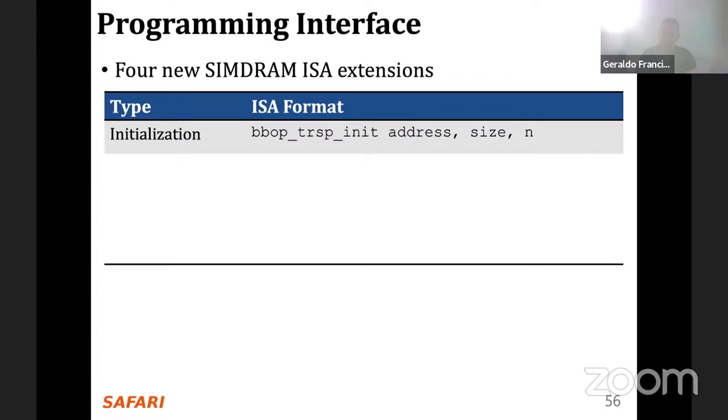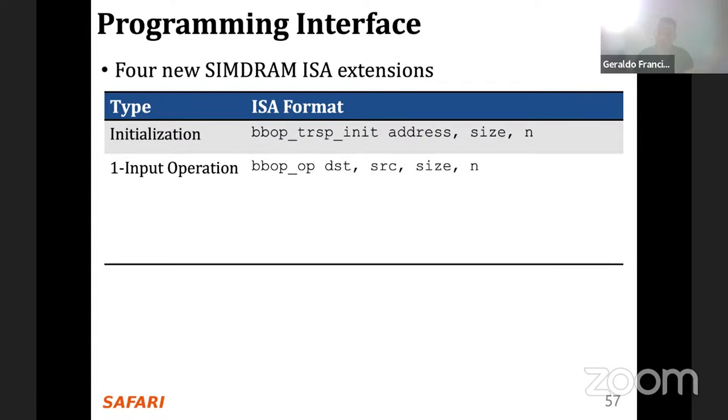As I said before, when you are programming SIMD-RAM, the user is required to specify which addresses or memory areas are going to be SIMD-RAM objects, or going to be operated on by SIMD-RAM. The user then uses this BBOP transpose init operation and passes the address of that memory space, the size, and the number of bits, which pretty much signals to the transposition unit that the data needs to be transposed back and forth between horizontal and vertical data layouts.